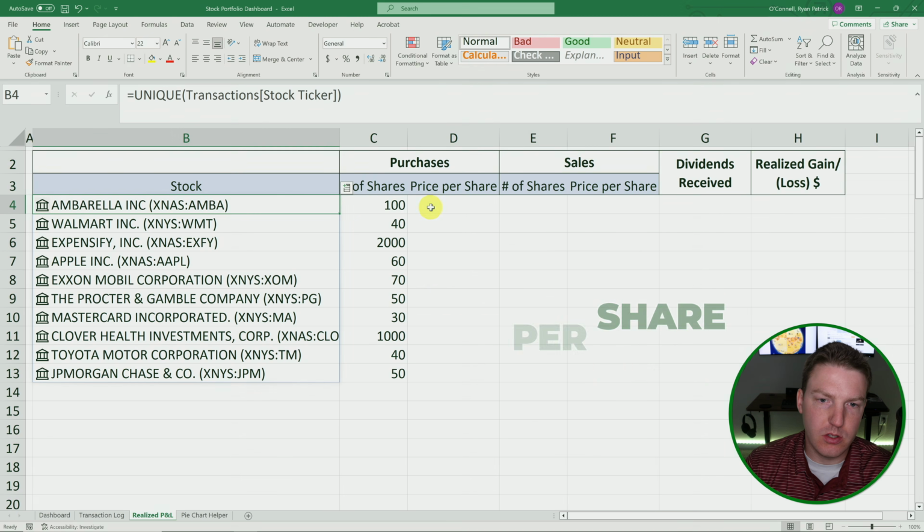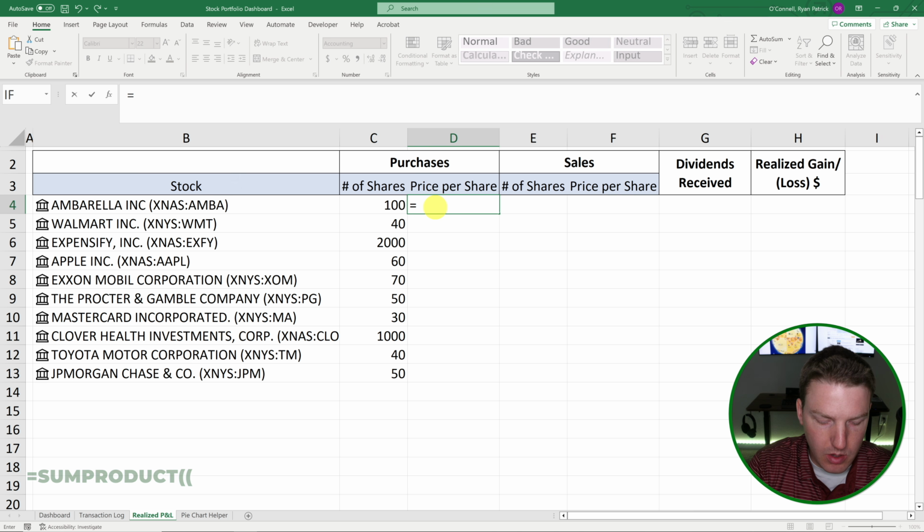Now we are going to calculate the average price per share that we paid for each of these different stock positions. And we're going to do this using a SUMPRODUCT formula. So let's type in SUMPRODUCT. And we're going to check a few different arrays. So we're going to have to check two conditions, and those conditions both involve the transactions table.